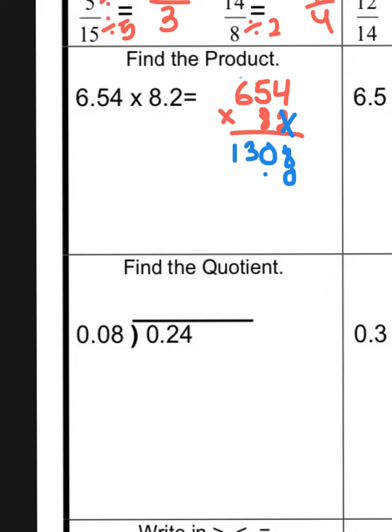8 times 4 is 32. Carry the 3. 8 times 5 is 40. Add 3 makes 43. 8 times 6 is 48. And then if you add 4, you get 52.